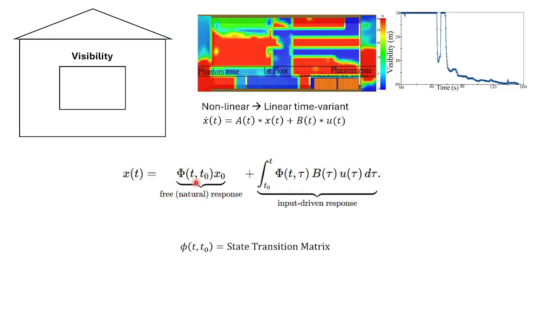So, right now, let's start explaining our equation, the first term, the free response. The phi of t, t0 is our time machine, and in the time machine, what we are inputting is this x0. So what is phi of t, t0 doing? It is taking x0 to a different time. So what is x0? x0 is the visibility condition at t = 0, the initial visibility condition, right?